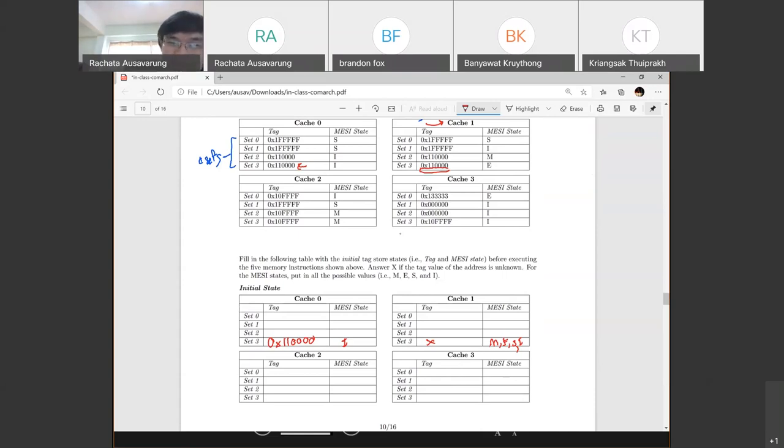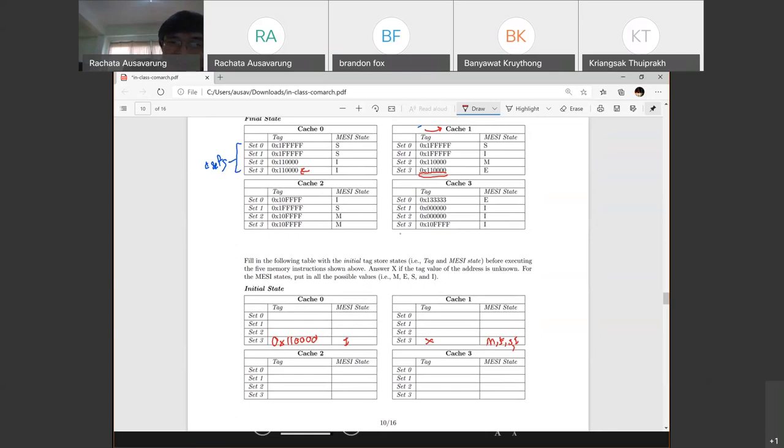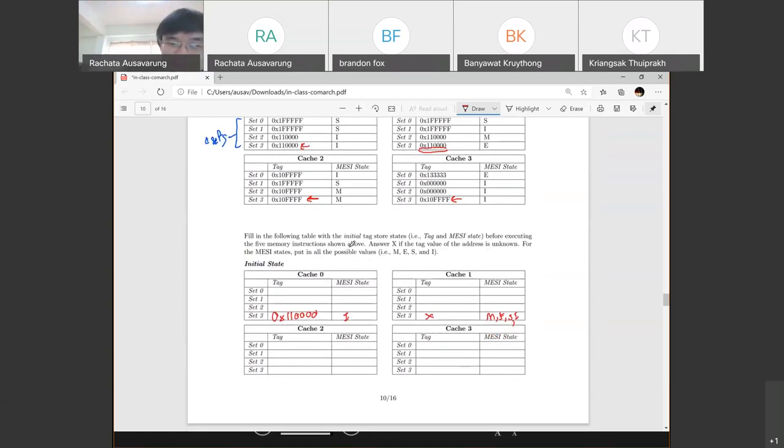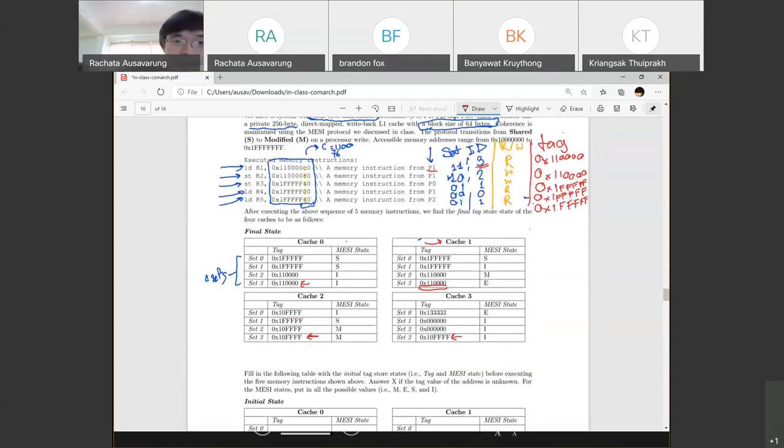If you look at cache 2 and cache 3, it's a totally different tag, right? 0x10FFFF has nothing to do with this access. So by default, before all the 5 loads, everything here is supposed to look the same because it's a totally different tag. No one touched it. All right, so we are done with one access. Any questions so far?